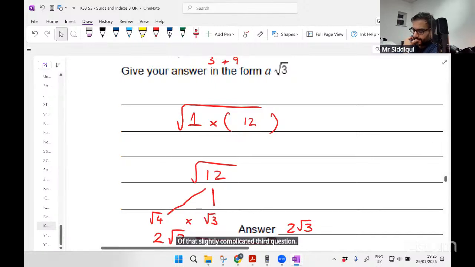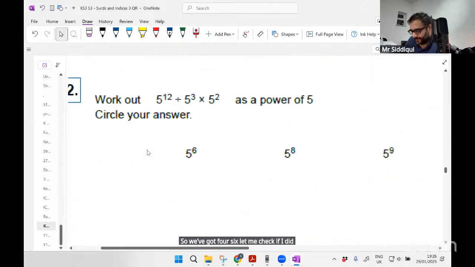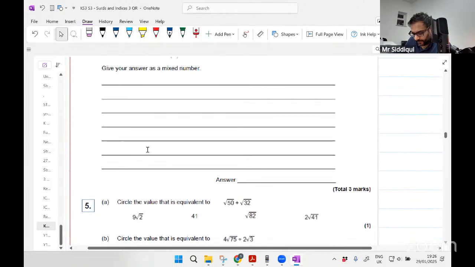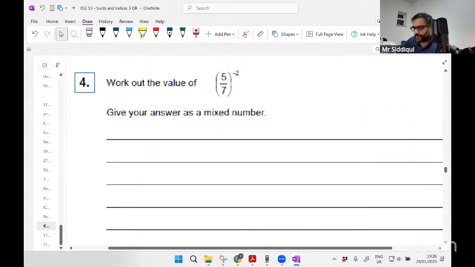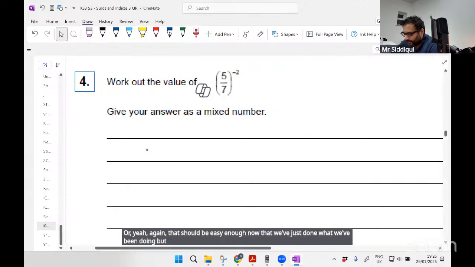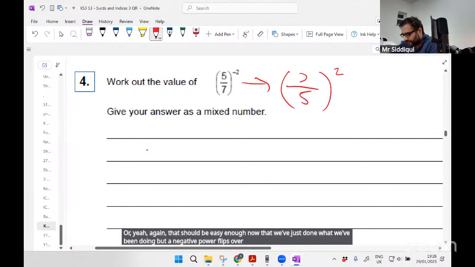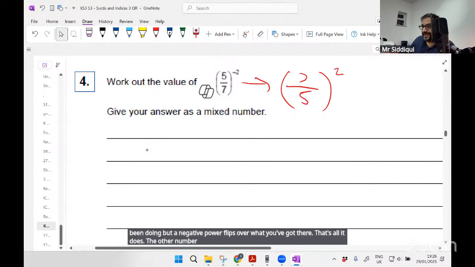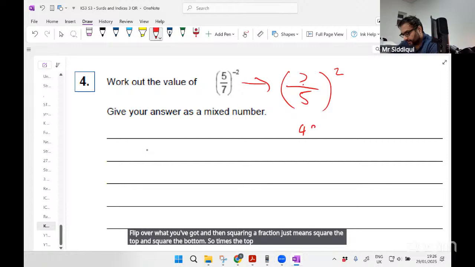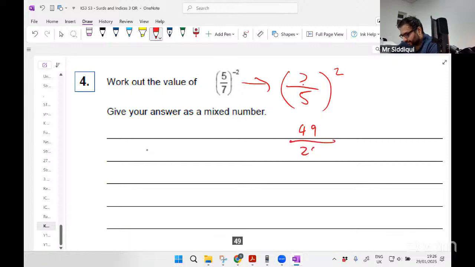So we got 4, 6. Let me check if I did 4 and 6 earlier. 4, yeah, again, this should be easy enough now that we've just done what we've been doing. But a negative power flips over what you've got there. That's all it does. The other number stays there. So the minus has no effect other than to flip over what you've got. And then squaring a fraction just means square the top and square the bottom. So times the top by itself, 49, times the bottom by itself, 25.